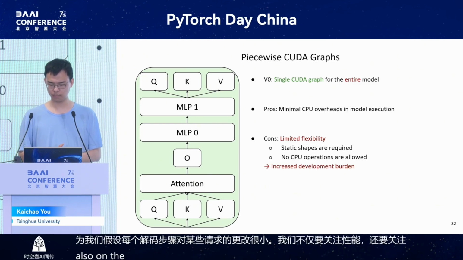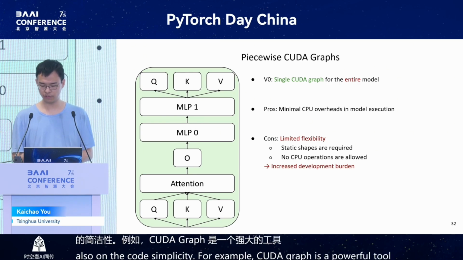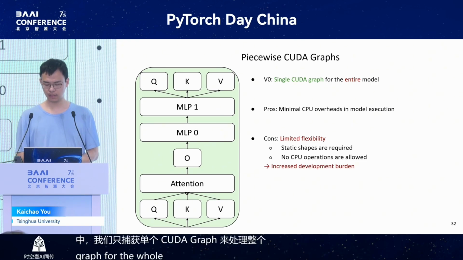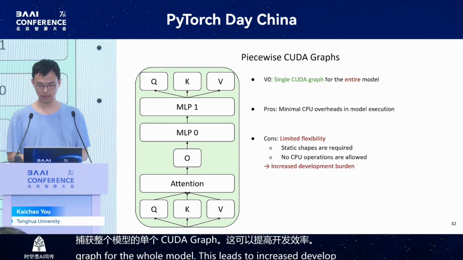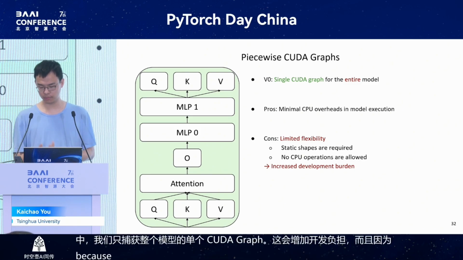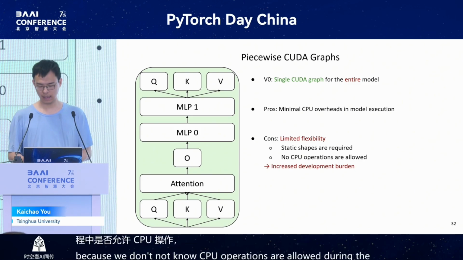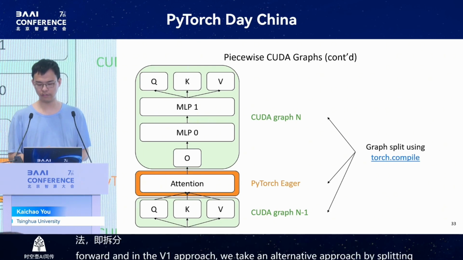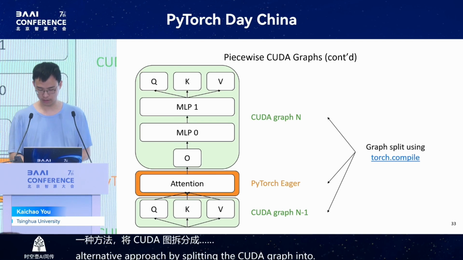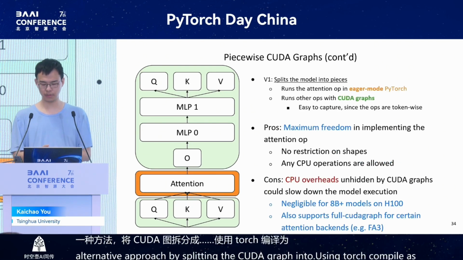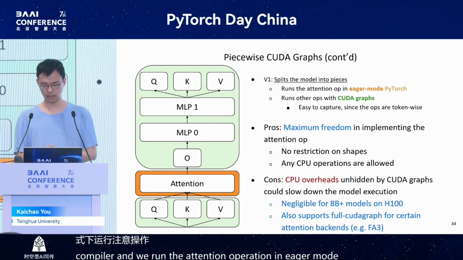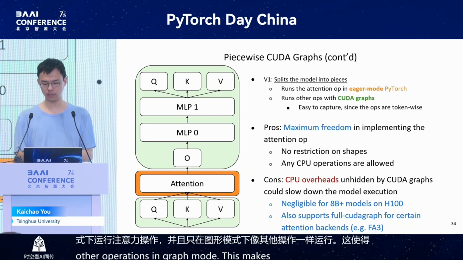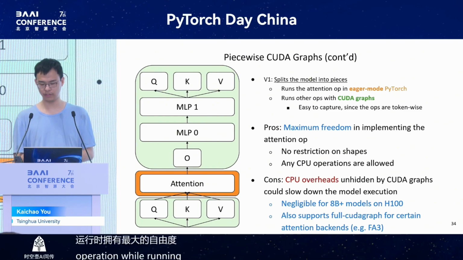For example, CUDA graph is a powerful tool for accelerating model inference. But in v0, we capture one single CUDA graph for the whole model. This leads to increased development burden, because no CPU operations are allowed during the model forward. In the v1 approach, we take an alternative approach by splitting the CUDA graph into pieces using torch compile as a compiler. We run the attention operation in eager mode and only run the other operations in graph mode. So this gives max freedom for the attention operation while running other operations efficiently.